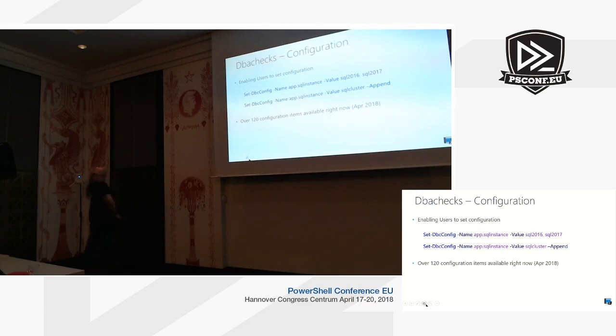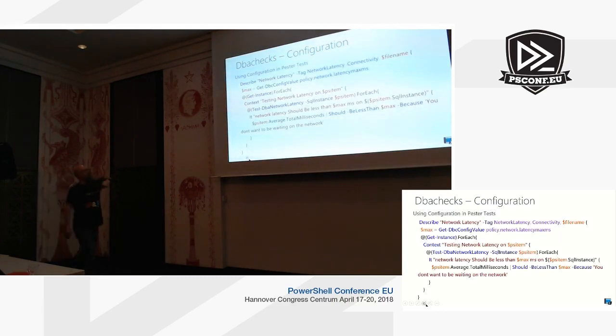So we need to make it simple and easy for people to set those configuration items. So Set-DbcConfig -Name app.sqlinstance. We've just seen how that's set in the background underneath the hood. Give it a value, SQL 2016, SQL 2017. Now when we run Invoke-DbcCheck, it's going to run against just those two SQL instances because those are the ones that we've given it. And then the business decides they need another SQL instance because somebody wants to play with a new toy. And there is this other one that you need to add into this particular configuration. Well, you just append SQL cluster on. It's easy.